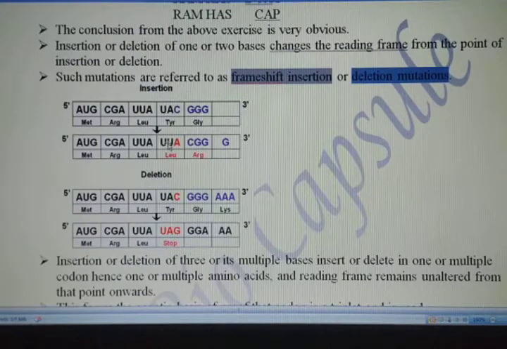And if deletion takes place at the same position, let us say U is missing from here. As a result of deletion, what has come over here? U, A and then G. What is deleted from here? C has been deleted here. UAC was present, C has been deleted. So UA and then the triple G was there, out of which one G has shifted here. So as a result, UAG is there. And UAG is a stop codon.